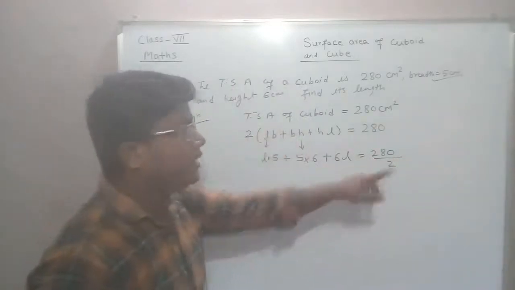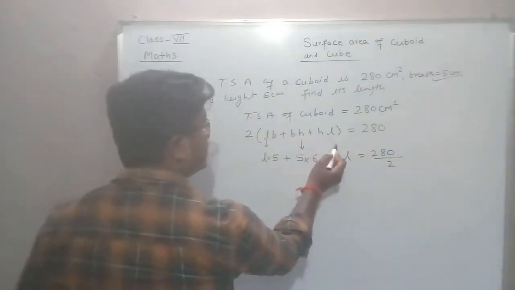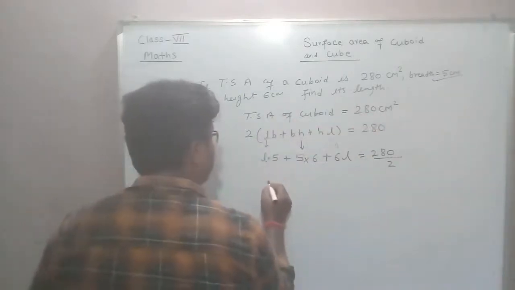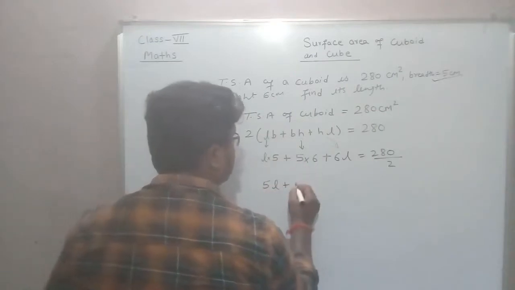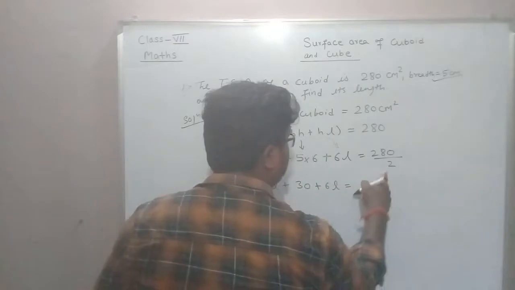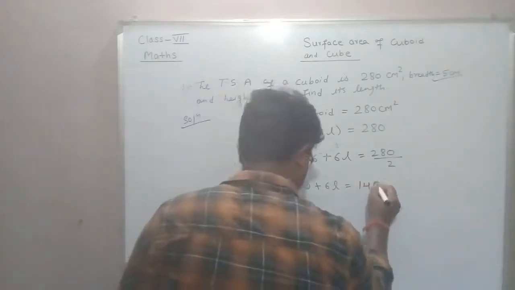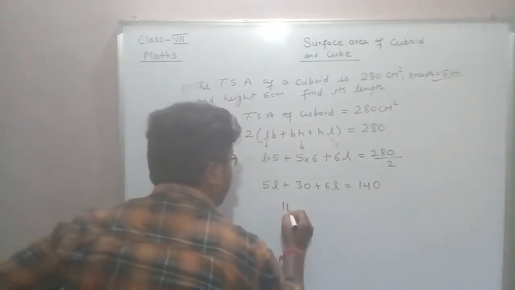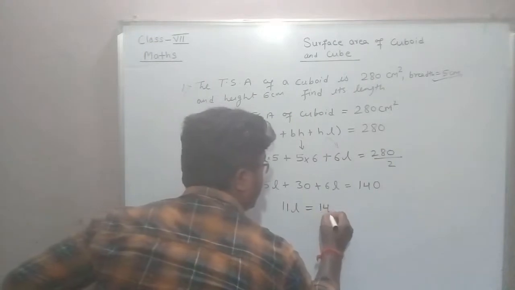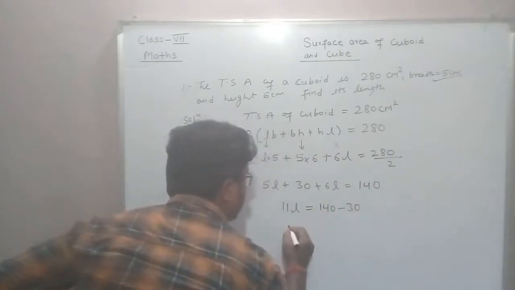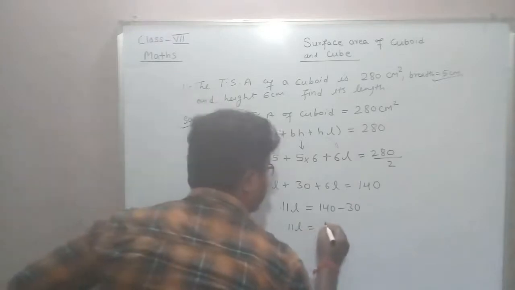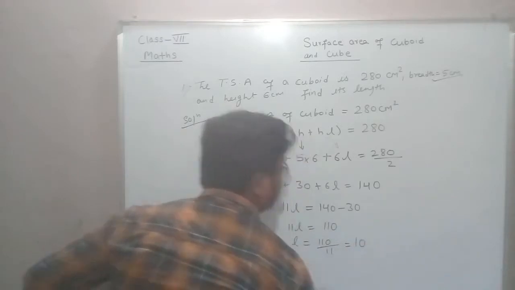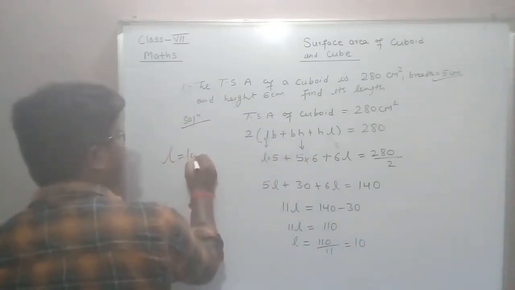This 2 I have transferred to the right hand side, and I have put the values. So now here 5L plus 5 6s are 30 plus 6L is equal to, let's divide, 140. Okay, so now 5L plus 6L is 11L. 30 transfers to the right hand side, 140 minus 30. So 11L is equal to 110. So length is equal to 110 divided by 11, that is 10. Okay, so length is 10 centimeter.